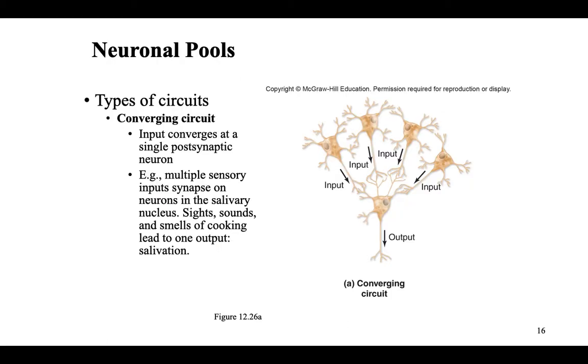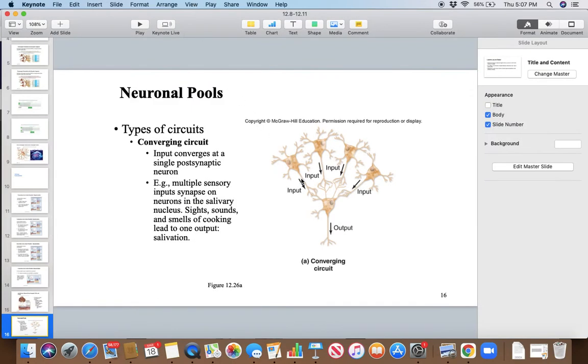Last thing I want to talk about is neuronal pools. So there's 4 types of circuits you need to know. This is a converging circuit where you have several axons all converging onto one. So one might be bringing taste or smell information, one is sight information, one is sound, like you hear the grill sizzling, you see food, you smell food. And they all send an output to this one, which is going to make you salivate to get ready to eat.